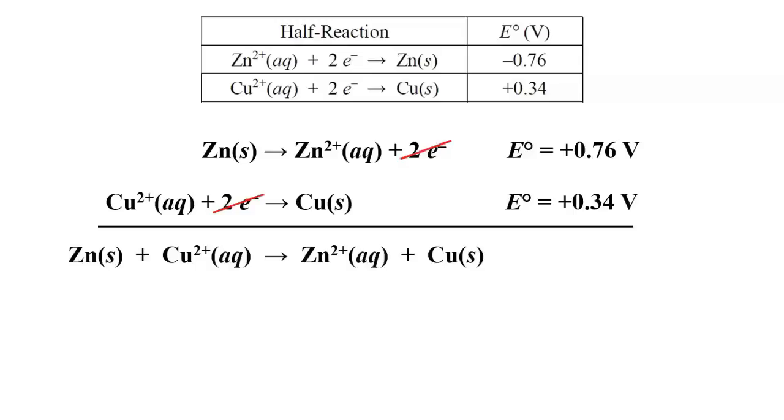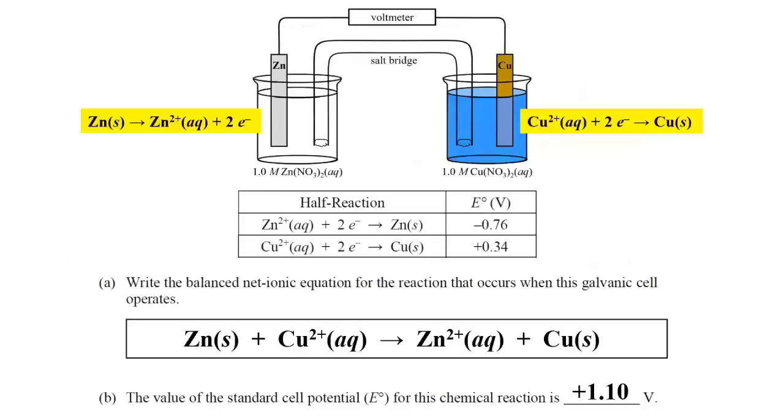And here is my overall balanced equation: zinc solid plus aqueous copper 2 plus ions produces aqueous zinc 2 plus ions and solid copper. The overall cell potential is 0.76 plus 0.34, which is 1.10 volts. So what you see on this slide represents the answer to both part A and B of this question.